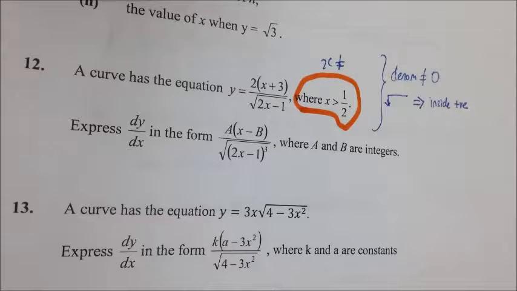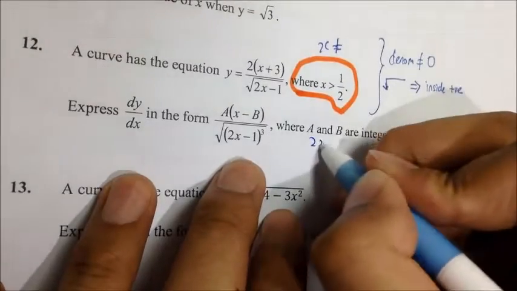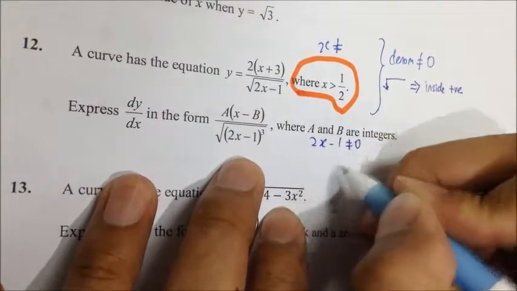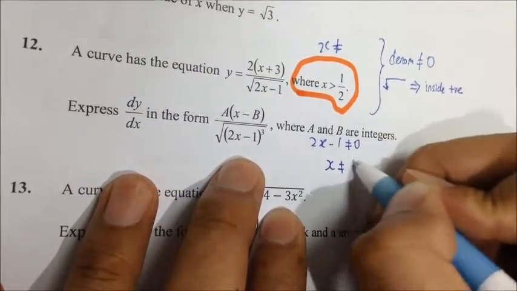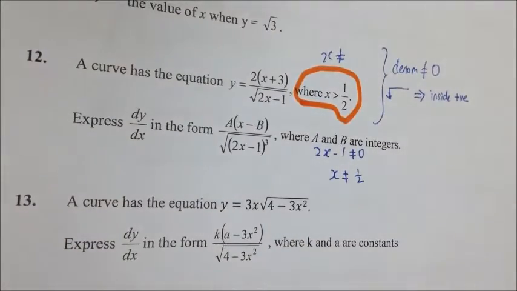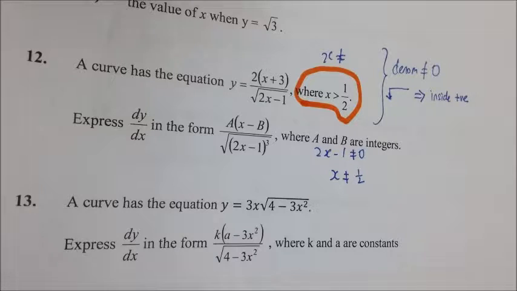First, I cannot have 0 as the denominator, which means 2x minus 1 cannot be equal to 0. So 2x minus 1 cannot be equal to 0, and x cannot be equal to half. X cannot be equal to half. Do you follow the first part? Secondly, can you explain why x must be more than half?